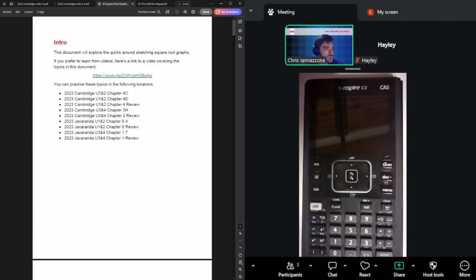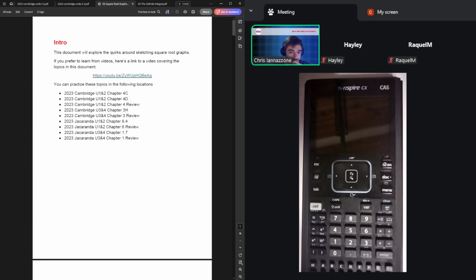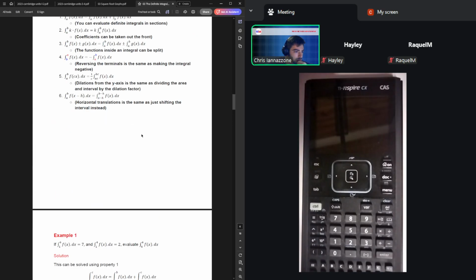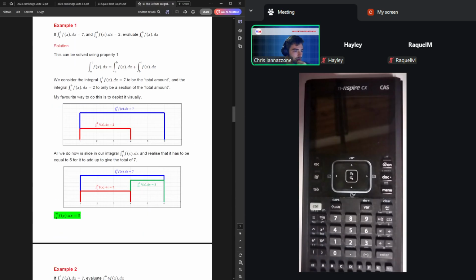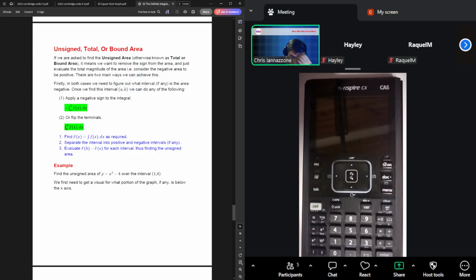Cool. So for this review class, depending on attendance, we might split it across a couple of different topics. I did see that you requested to have a look at the square root type graphs and revise those from the ground up, so we can definitely do that. There were also some parts in class 2 that we didn't quite finish up, on the last parts of the definite integral. We looked at the properties of definite integrals, but we didn't look at unsigned area, bound area, total area, that sort of thing.